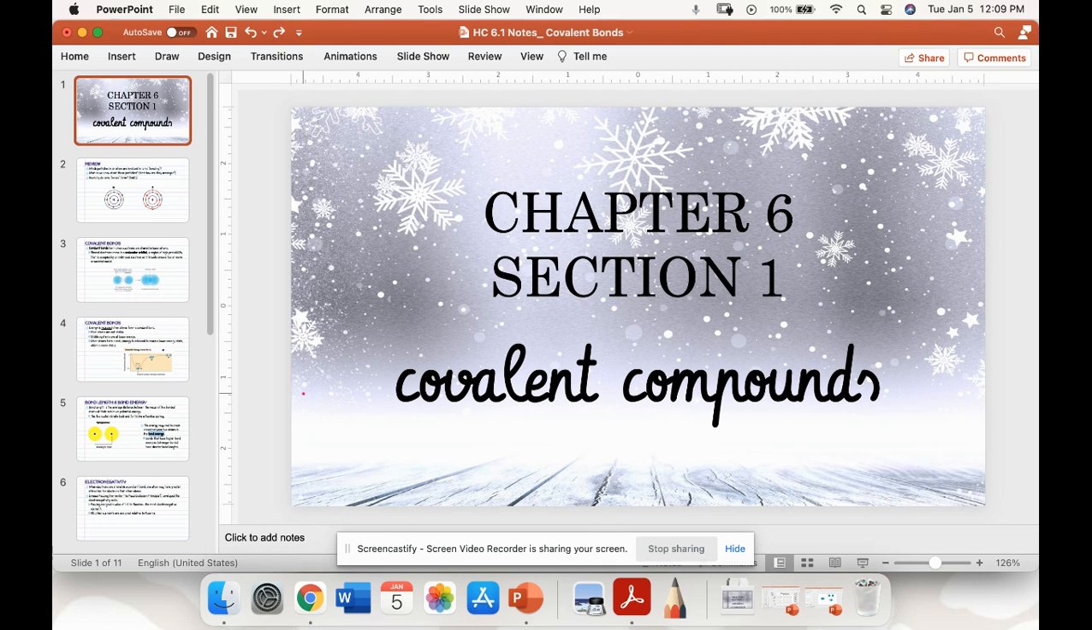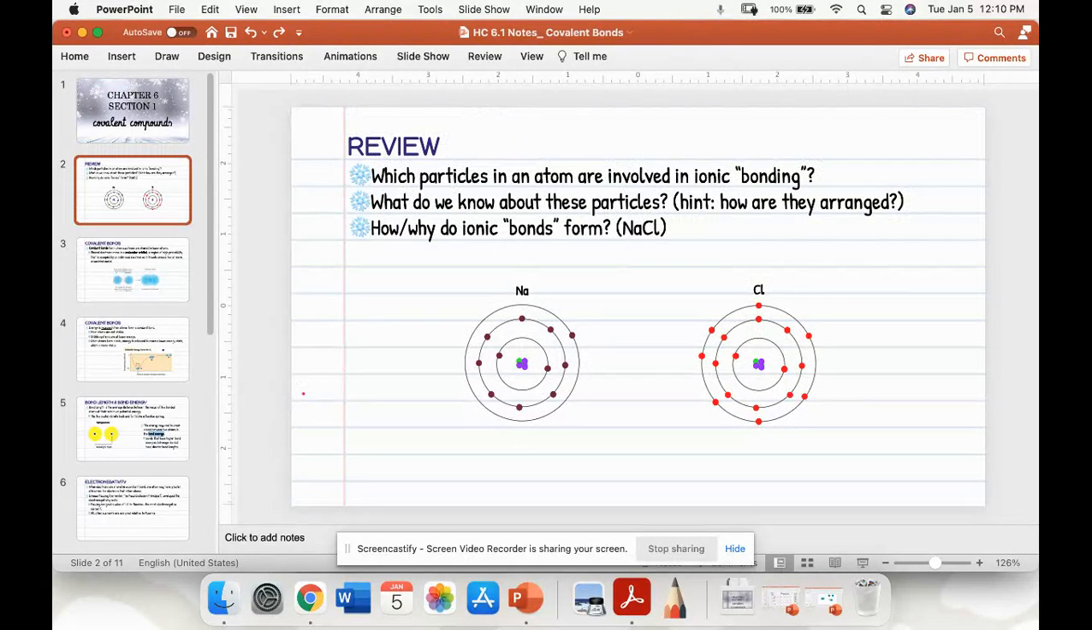All right, this is section 1 for chapter 6. So we are getting into covalent compounds. Chapter 5 was all about naming and understanding ionic compounds, and now we're going to talk about covalent. Covalent compounds in themselves are not complicated, but adding that to what we already know with ionic compounds does tend to get confusing, but we're going to go through it.